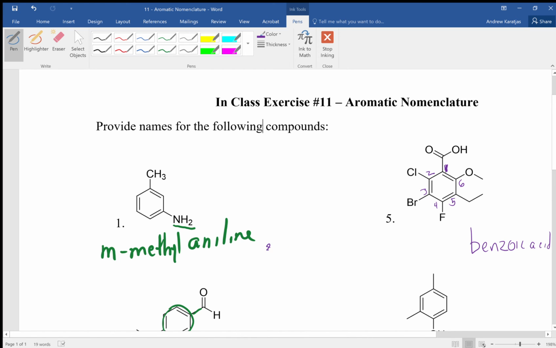So we have 3-bromo, 2-chloro, 5-ethyl, and I'm going to run myself out of room here, 4-fluoro, 6-methoxy benzoic acid.